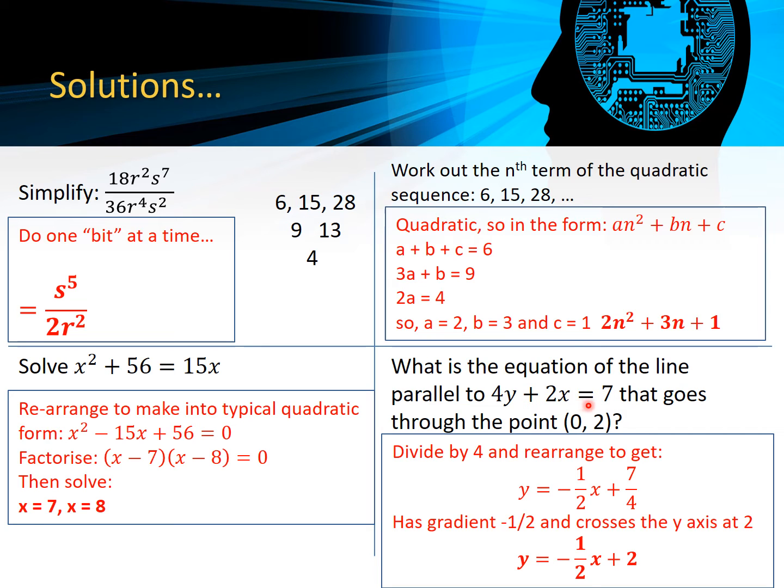Then my half x needs to be on the other side. I want y equals. So currently I've got a y and an x together. So move it across. That tells me that my gradient's then minus a half. It says it goes through the point 0, 2. So 0, 2 is on the y-axis. So we've got y equals minus a half x plus 2. Again, sorted.